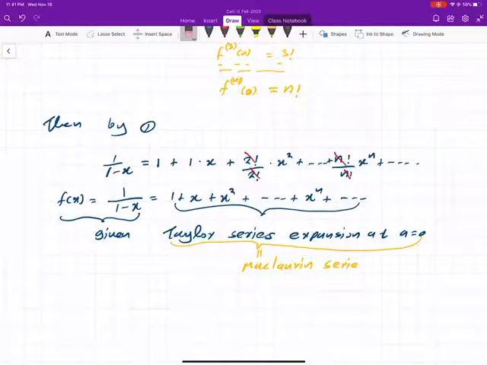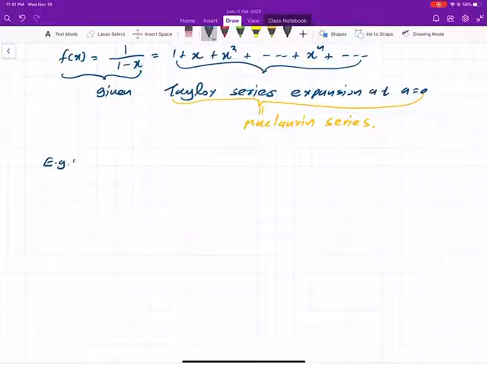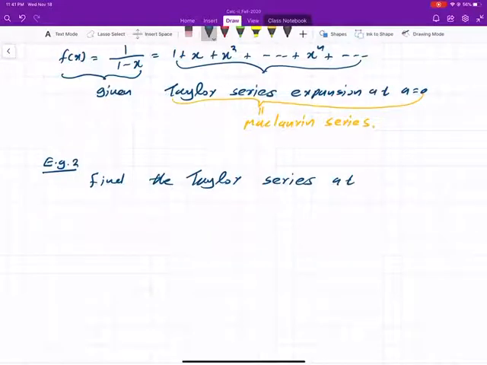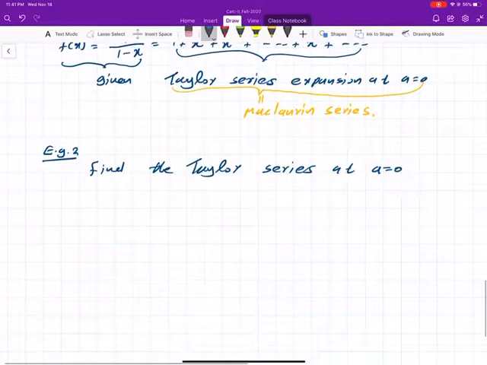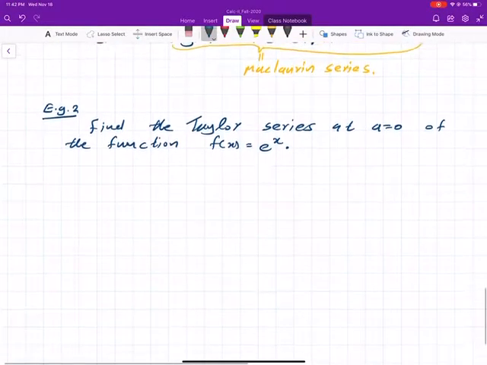Let's move to the next example. Example number 2. Find the Taylor series at a equals 0 of the function f of x equals e to the x. All right. Same thing, you have to write down the derivatives until you see a pattern.